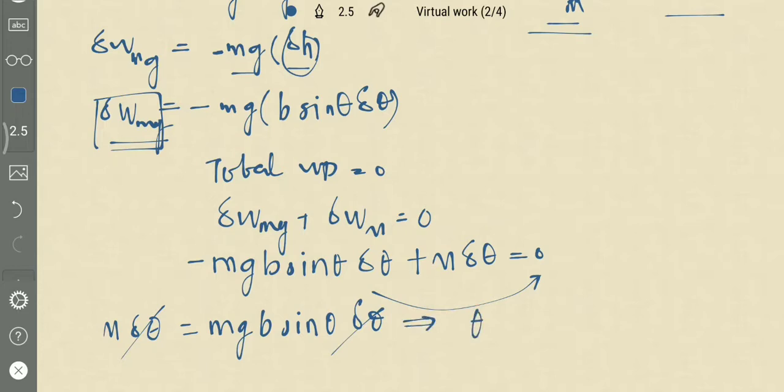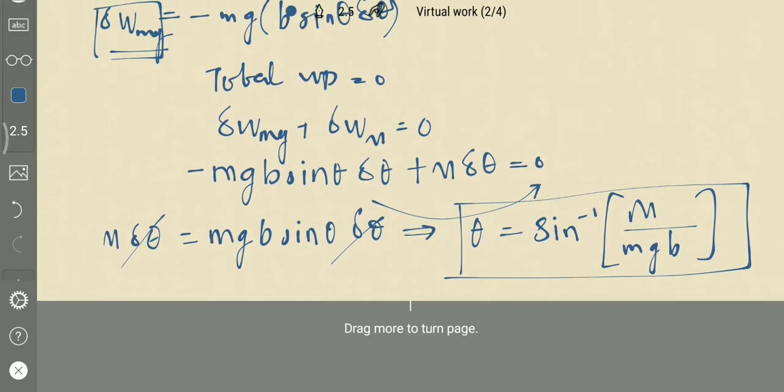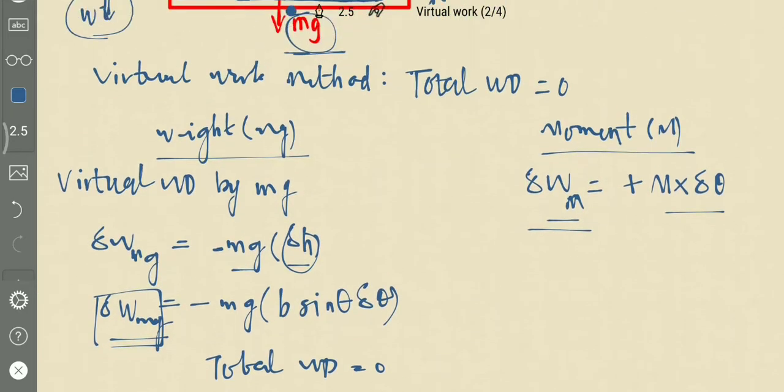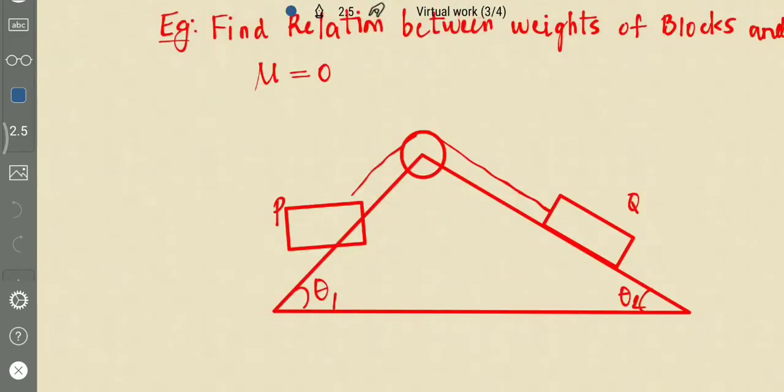theta is sine inverse of moment divided by mg into b. This gives the relationship between theta and moment and weight and the length of the link. This is how we solve problems using virtual work method. Let us see the next problem.